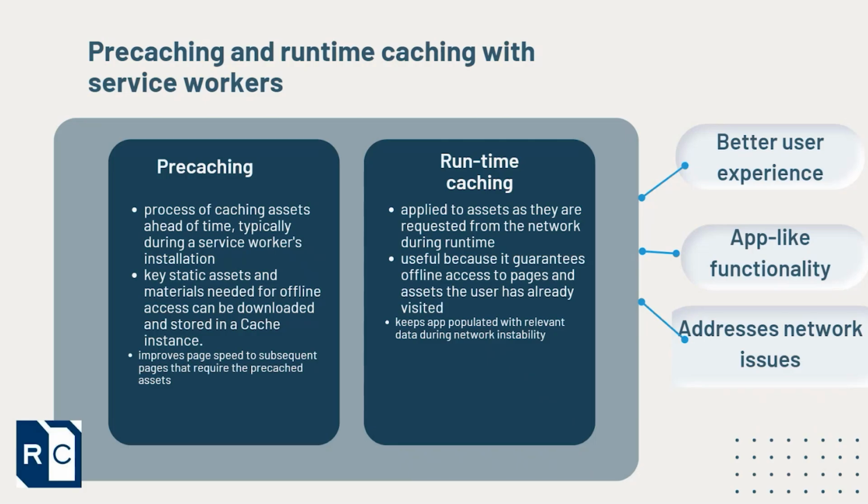constantly throwing you an error, or just getting stuck on loading, it just keeps some things cached and ensures that the user at the end does not know that there is some sort of fluctuation on their network. So pre-caching is more focused on improving the page speed, and runtime caching is more focused on ensuring that there is a seamless experience even when there is trouble with the network.